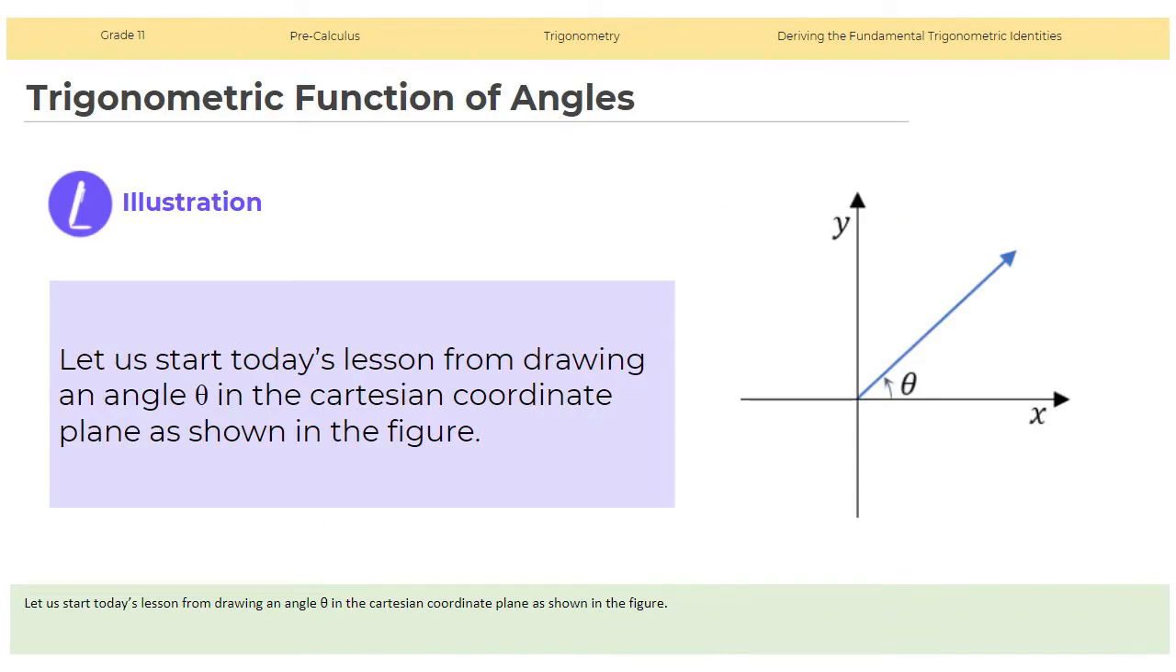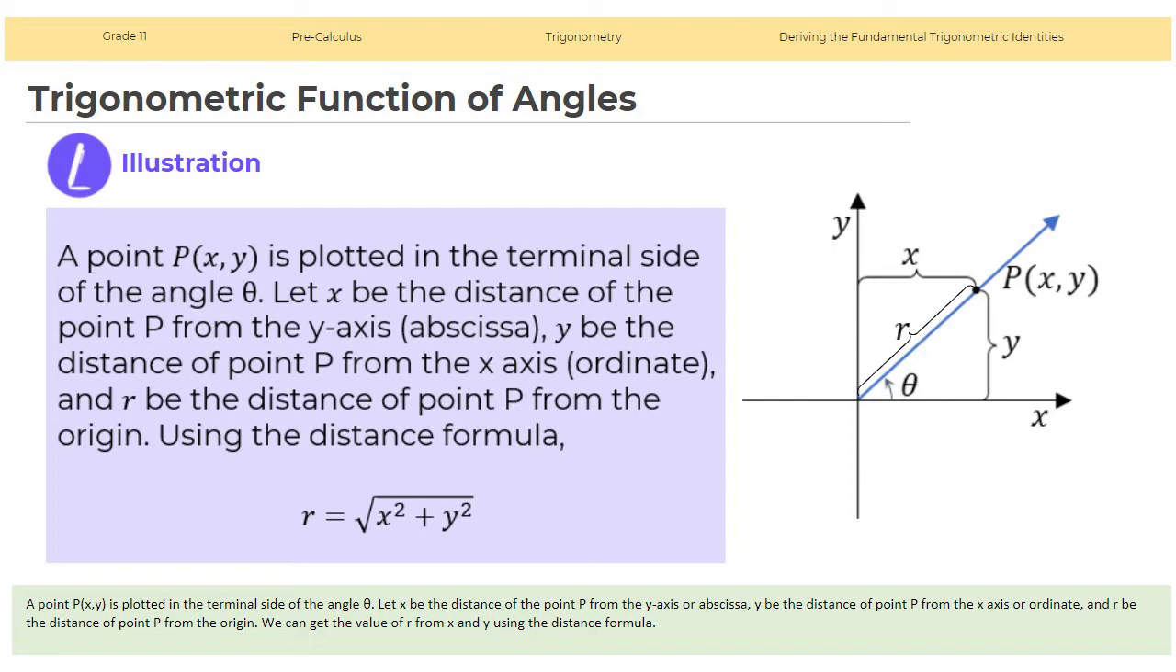Let us start today's lesson by drawing an angle, theta, in the Cartesian coordinate plane as shown in the figure. A point P(x, y) is plotted on the terminal side of the angle theta. Let x be the distance of the point P from the y-axis, or abscissa, y be the distance of point P from the x-axis, or ordinate, and r be the distance of point P from the origin. We can get the value of r from x and y using the distance formula: r equals the square root of x squared plus y squared.